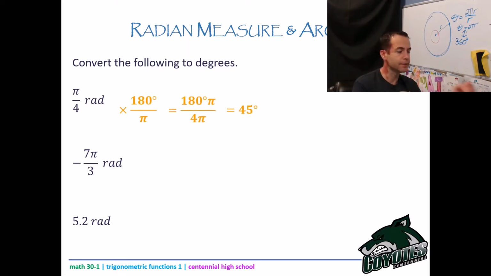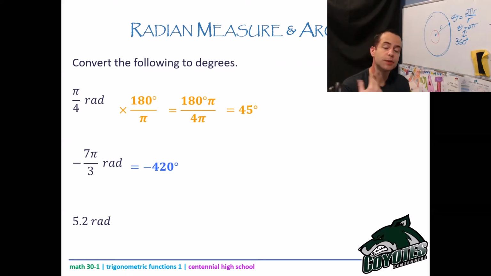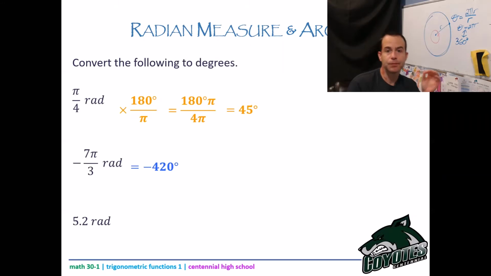Okay, you try negative 7 pi over 3. You should get negative 420 degrees. Now I threw this one in too because you have to be careful that you don't get lost in just memorizing an algorithm. 5.2, you still have to multiply that by 180 over pi. The problem is the pi's don't divide each other out, right? Because there isn't a pi in 5.2. So this is an instance where you will physically have to type the pi button.